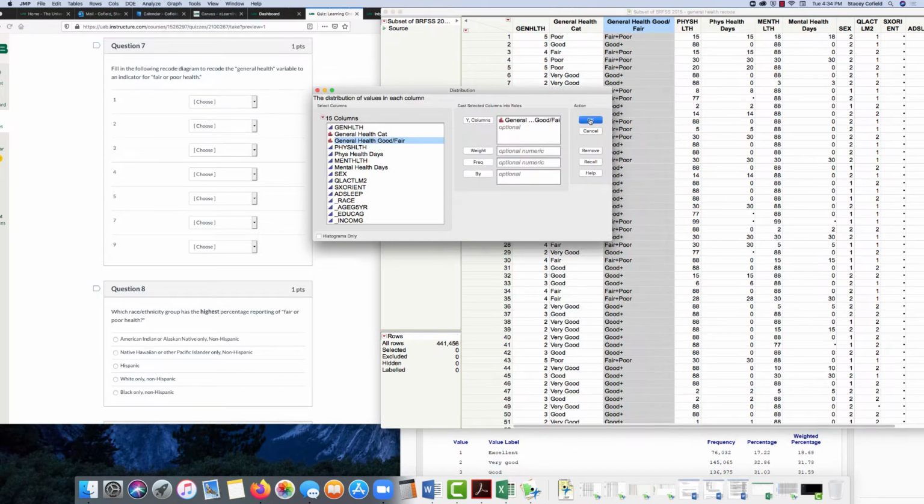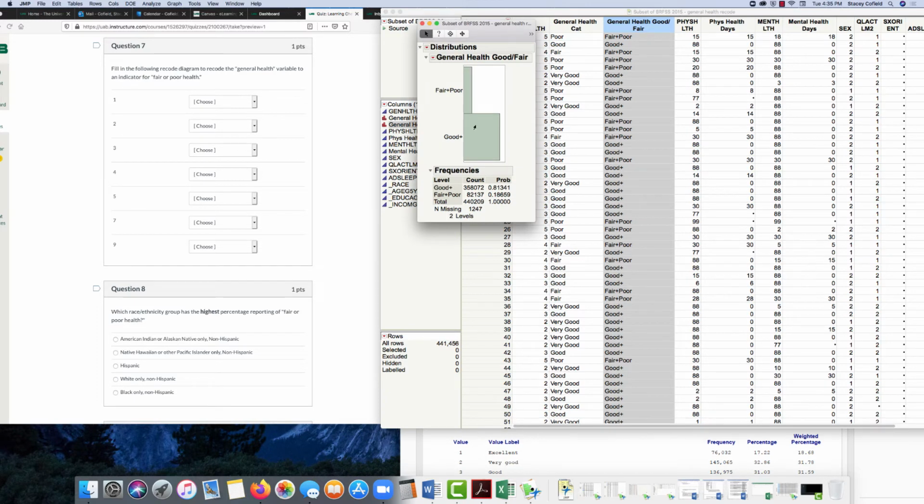And you could simply do that, but you could also set this to be a 1 and this to be a 0. So everybody that is good, very good, or excellent is in one category. Everyone that is fair and poor is in another category, and all of the rest are set to missing.